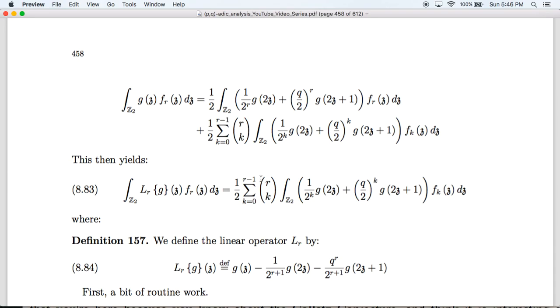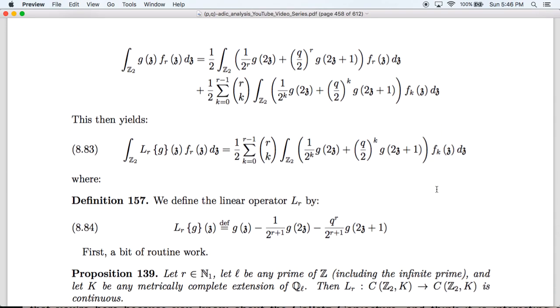And notice here we're summing, this is now truly recursive, because it tells us that we can compute the integral of L_r g against f_r dz. We just need to know these integrals for f_k dz for all k strictly less than r. Now first, let's just do some routine work.